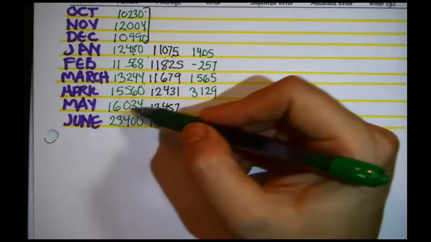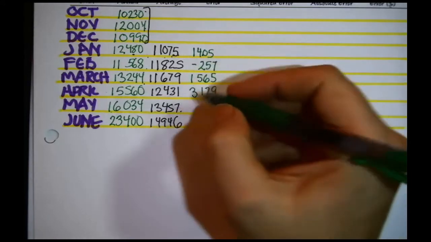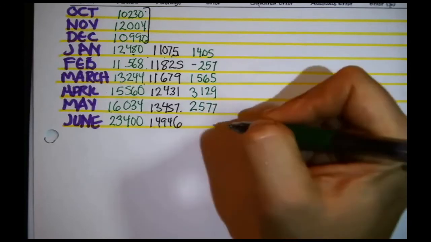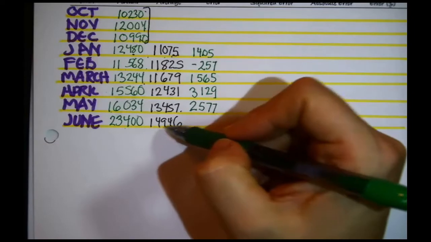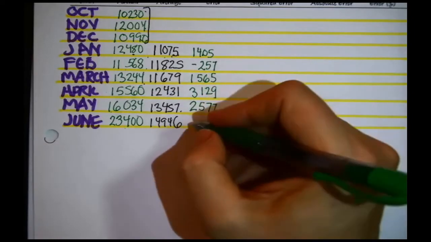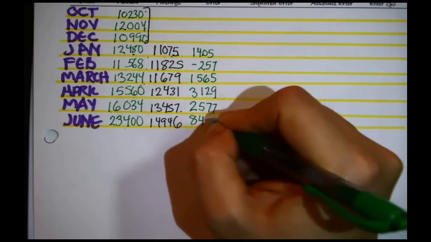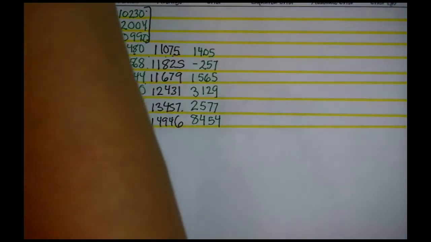in May, say 16,034 minus 13,457, I get an error of 2,577. And then in June, oh boy, 23,400 minus 14,946 is a whopping error of 8,454.